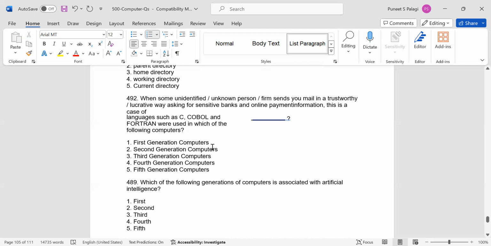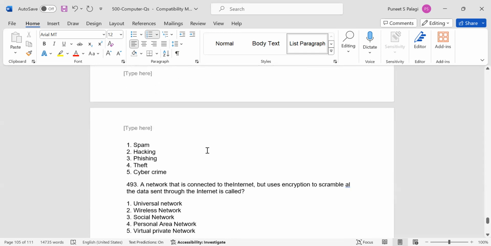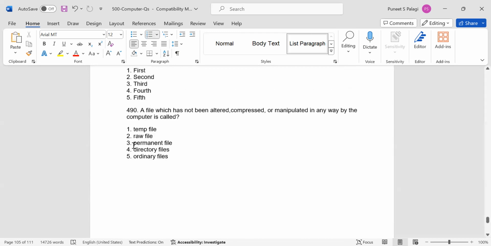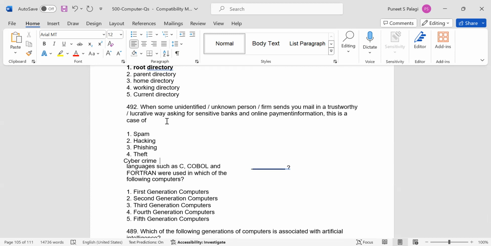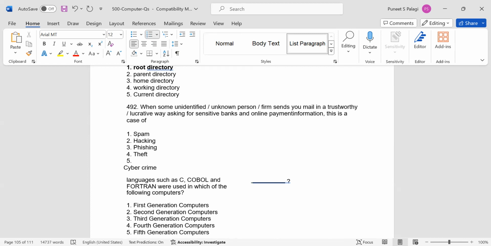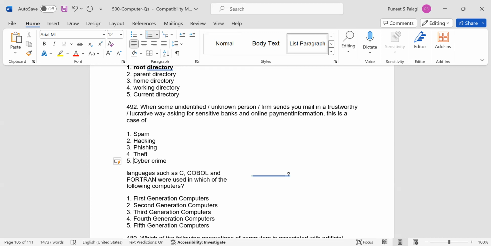When some unidentified unknown person sends you mail in a trustworthy way, asking for sensitive banks and online payment information, this is a case of, the options are given here. So what is it? It is phishing.